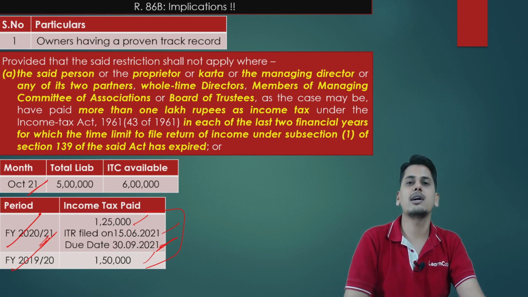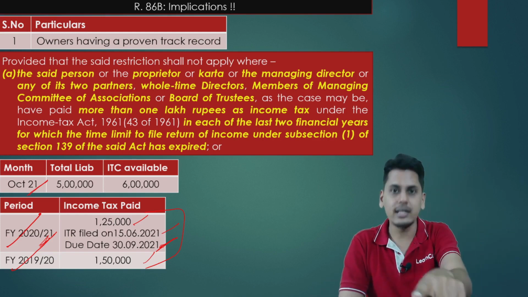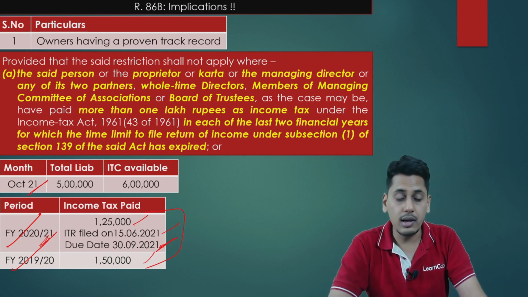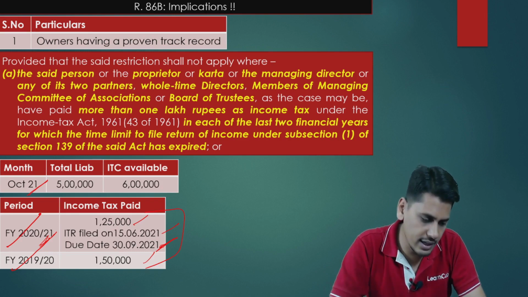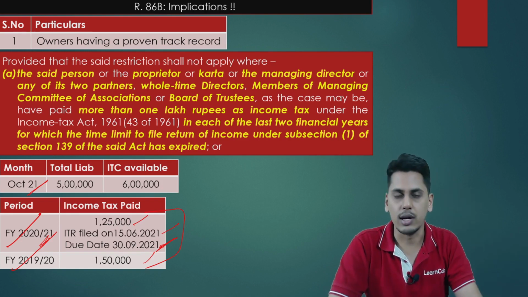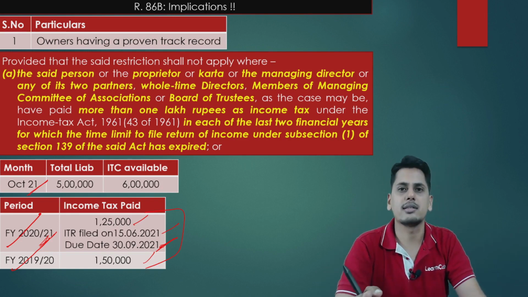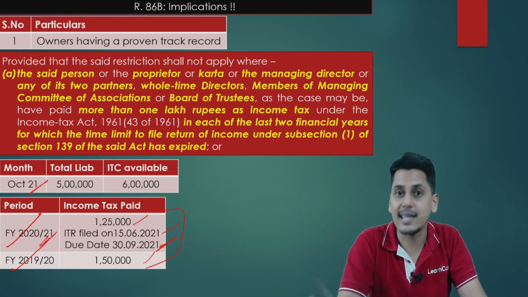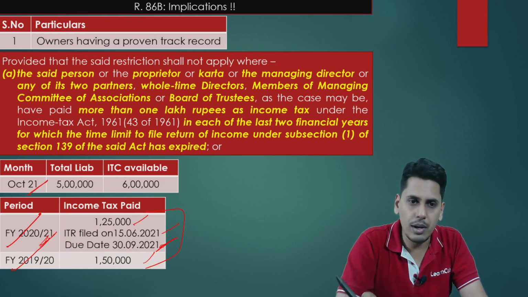Whose income tax returns are you supposed to see? Either the registered person himself, his income tax returns, or the proprietor or the karta or the managing director. Here onwards it is plural, or any of its 2 partners. Let's suppose there are 10 partners. For any of these 2 partners, if this condition is getting satisfied, 86B will not be applicable.